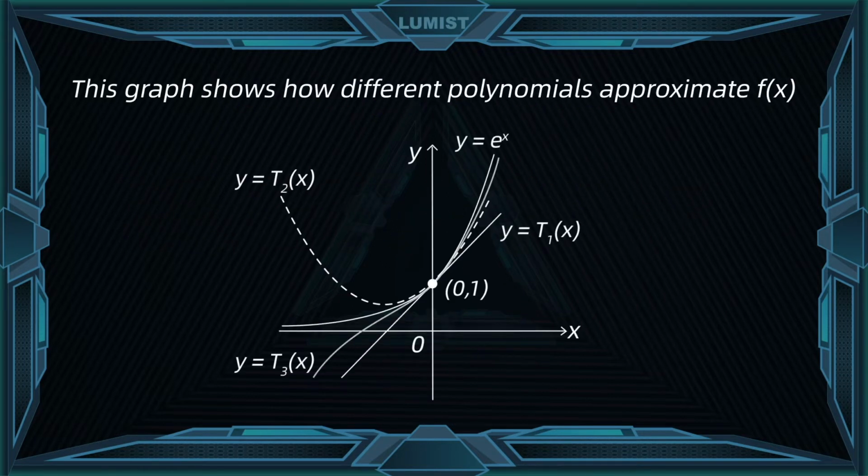This graph shows how different polynomials approximate the function f of x. The function that we have at hand is y equals e to the power of x. As you may see here, y equals T1(x) is the first order polynomial, or the first degree, which in this case is a linear line. The second one is y equals T2(x), which is the second order polynomial, approximating the function that we have at hand. And the third one is y equals T3(x), which is approximating the y equals e to the power of x function, and is the third order, or degree 3.